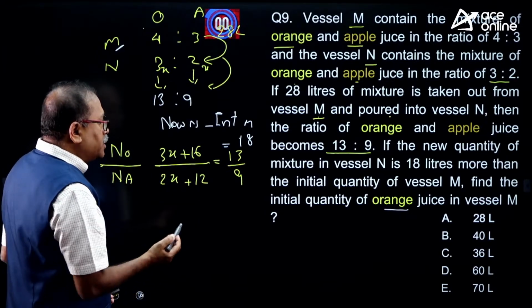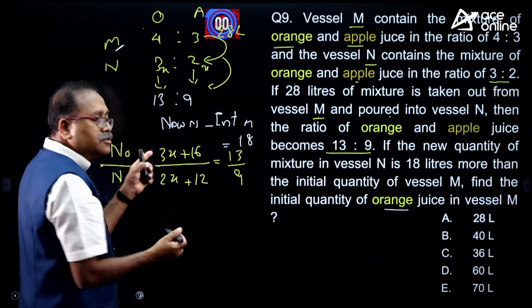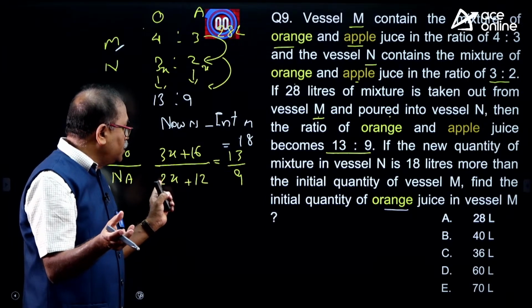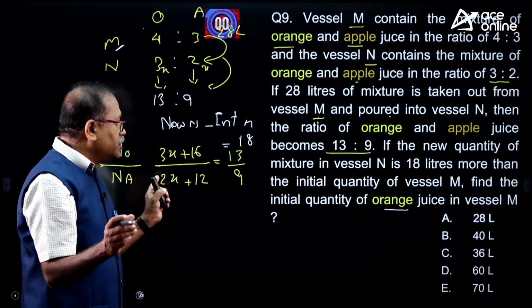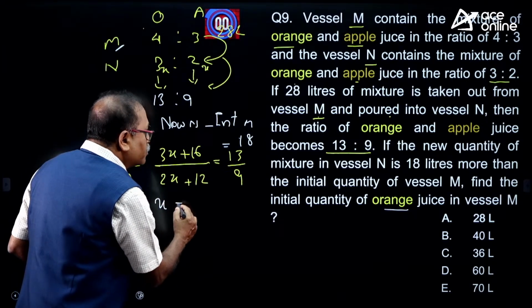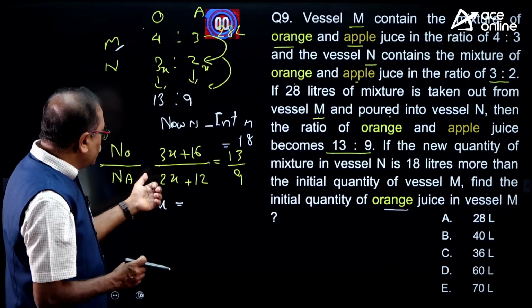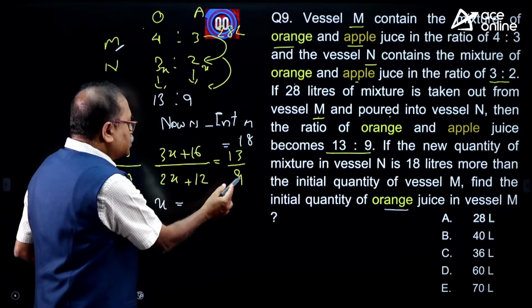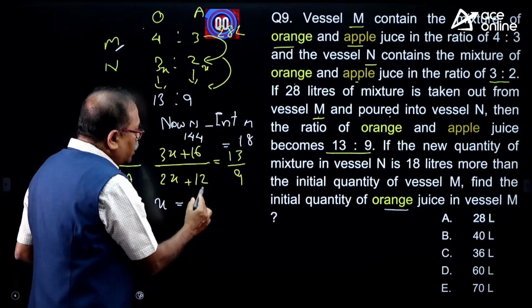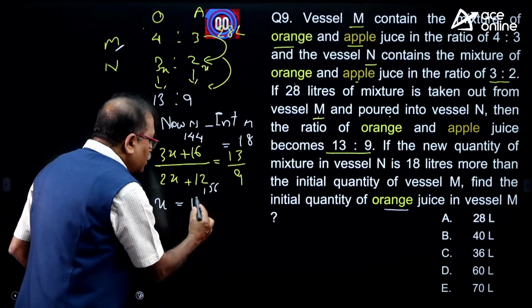Okay. I will further give the x value over here. Then 9 times 3 is 27 and 13 times 2 is 26. 27 and 26. I am getting the x. So here x is equal to how much? 16 times 9 is 144, and 12 times 13 is 156. So I am getting x is equal to 12.